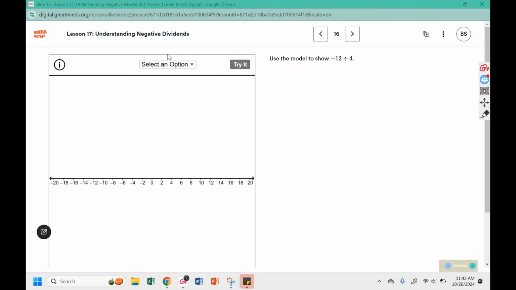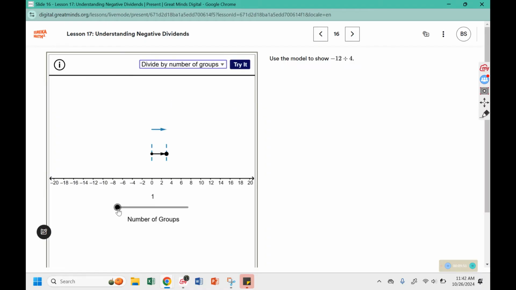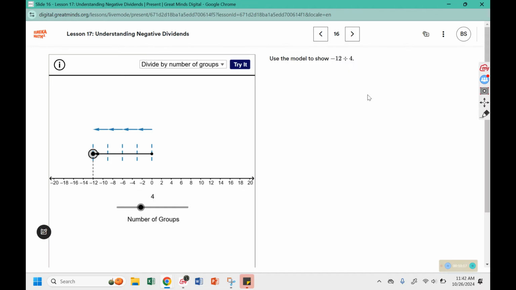Use the model to show -12 divided by 4. This time let's divide by the number of groups. So the number of groups is 4, and it should result in negative 12, so it needs to be pointing to the left. Oops. And each one is 3 long. You can see it's in between 2 and 4, right there on 6, and between 8 and 10. They are pointing to the left, so it would result in negative 3.